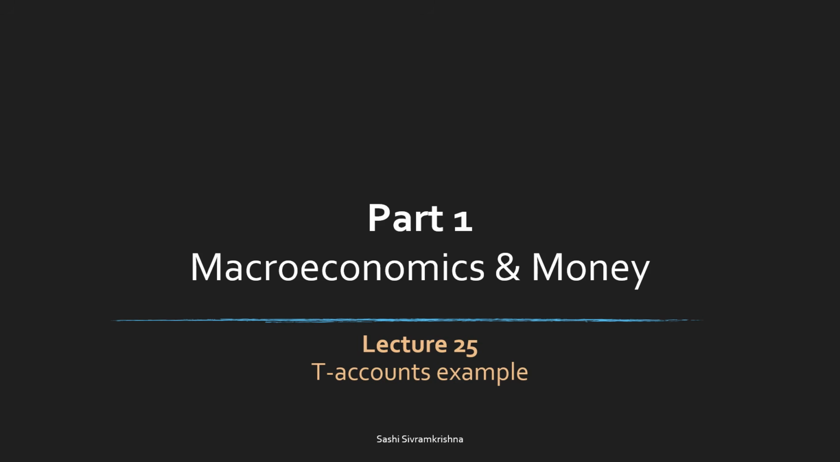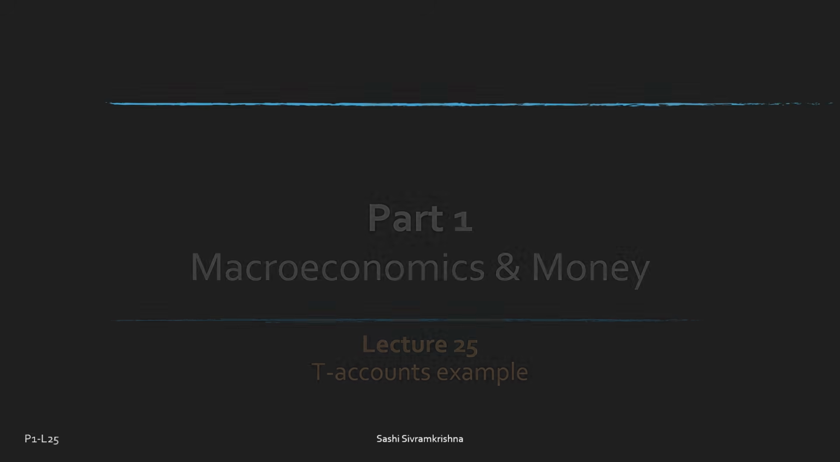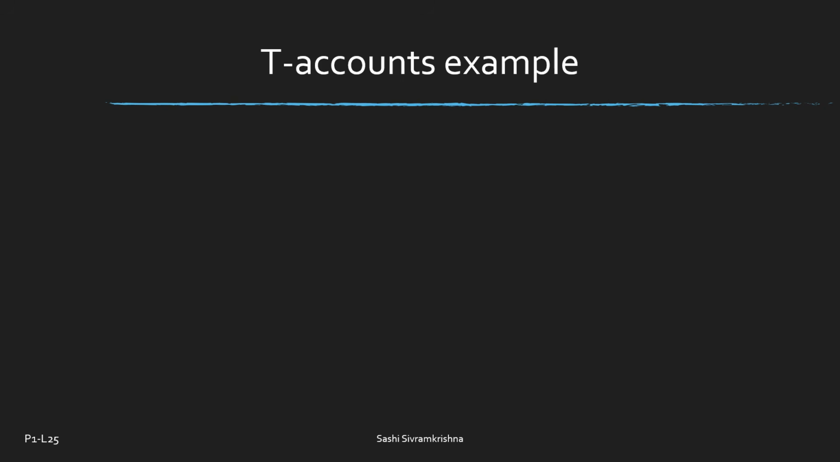We are in part 1 of the course, Macroeconomics and Money. In lecture 25, we will discuss an example of T accounts. Let us see, using a very simple example, how a transaction would affect the T accounts of entities.